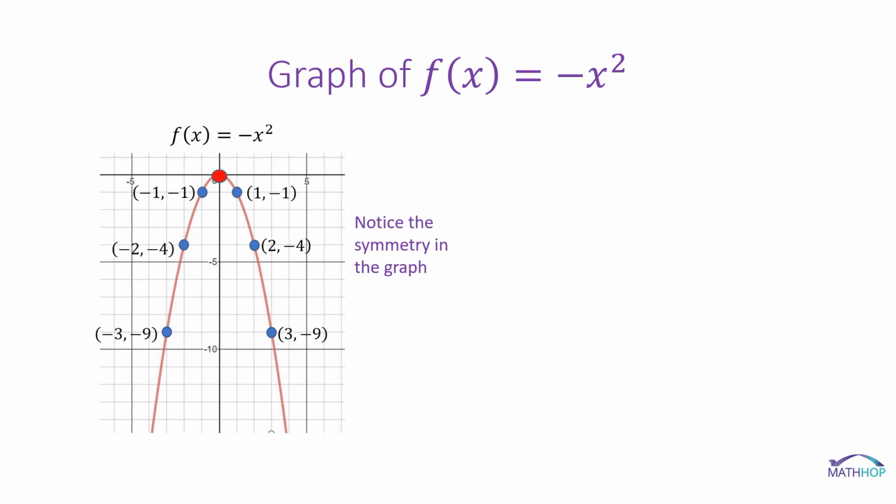Again, there is a vertex. The difference here is because this opens down, the vertex is the maximum value. There is still an axis of symmetry. It goes straight down the graph. In this case, it is still x equals 0.